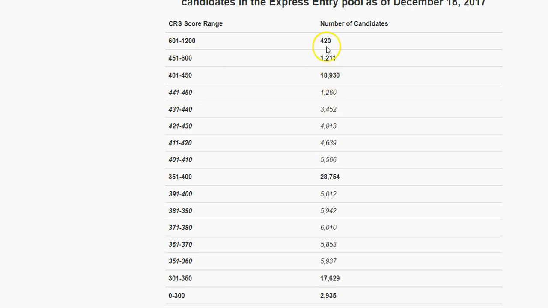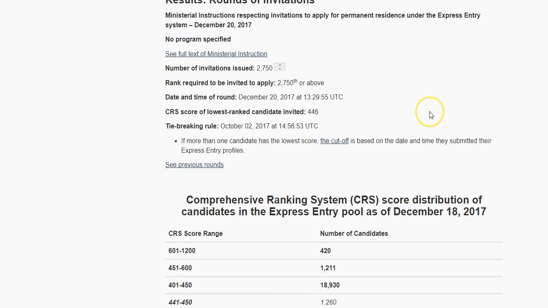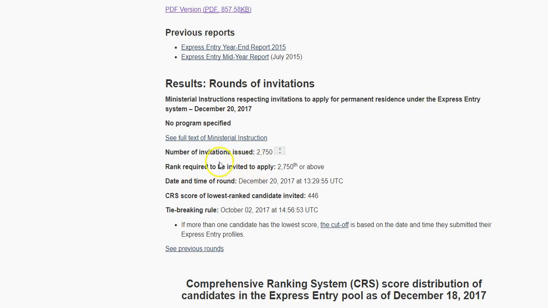So as you can see, the higher your score, the easier the competition. It means that every time they issue something like, we're going to invite people with the lowest score of 441, all these people are going to be picked first until they go down to the number of the quota. In this case, the last invitation issued 2,750 invitations to apply for the PR.